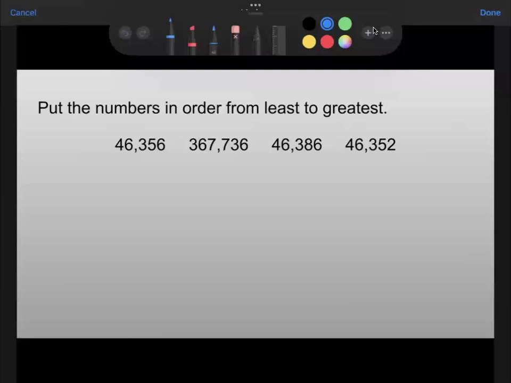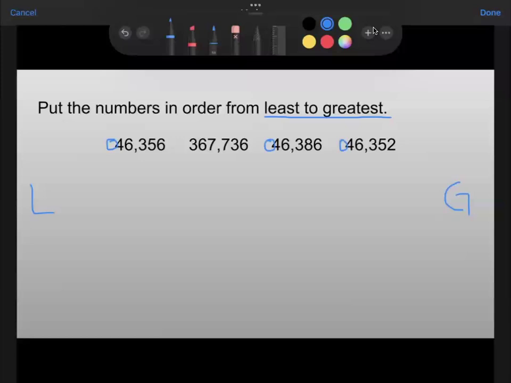Okay, for this next example, I have 4 numbers to put in order from least to greatest. So I'm going to go ahead and remember to reread that, least to greatest. So L and G here. Okay, so we're going to start with the biggest place value they all have. Now, you may have noticed that they don't all have the same amount of place values, do they? Three of the numbers have 5 digits and one number has 6 digits. So I'm going to make it so that they all have 6 digits by putting zeros in front of the ones that have 5 digits instead of 6.